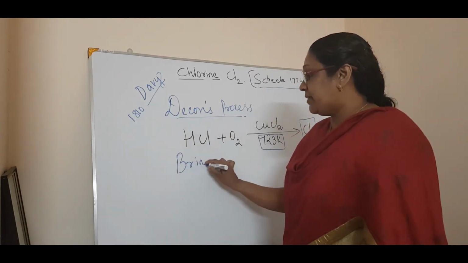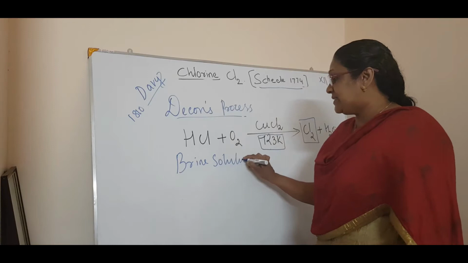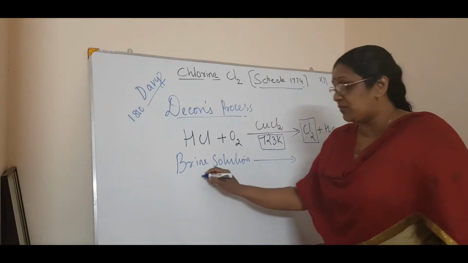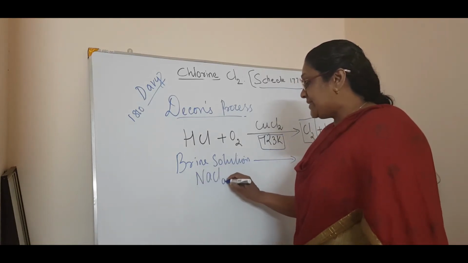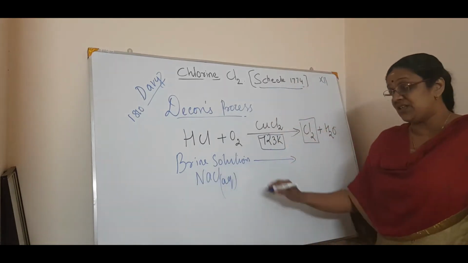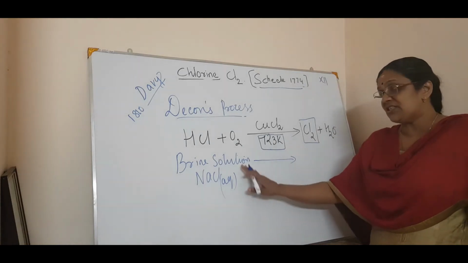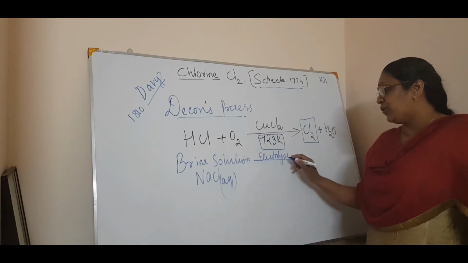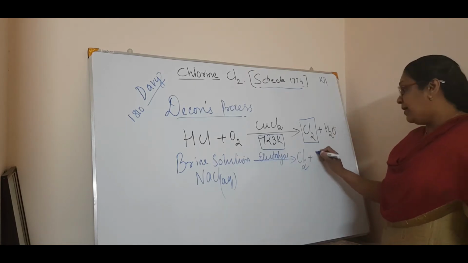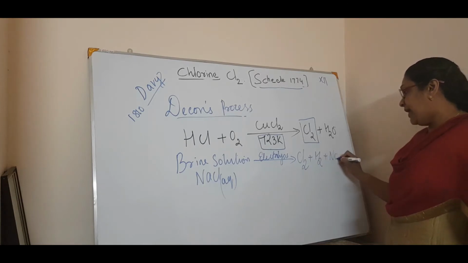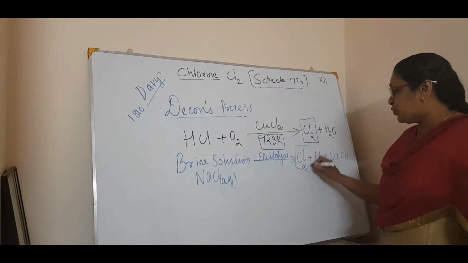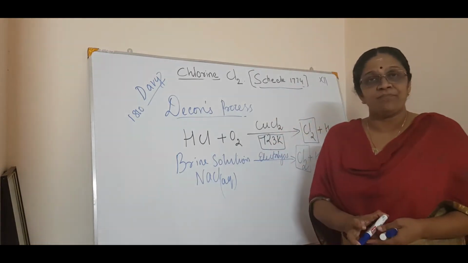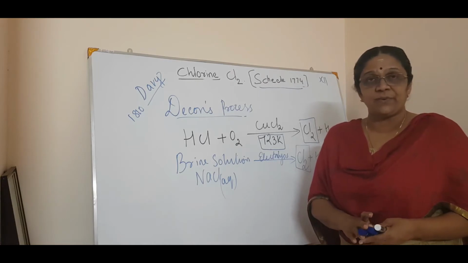Now the second industrial preparation is the brine solution. When electrolysis is done in brine solution, what is brine solution? Aqueous NaCl solution, isn't it? When electricity is passed through NaCl solution, which is called brine solution, electrolysis happens and what do you get? Chlorine at anode plus hydrogen at cathode and NaOH. So that is also an industrial method for the preparation of chlorine. So 2 industrial methods and 3 small scale methods for the preparation of chlorine.